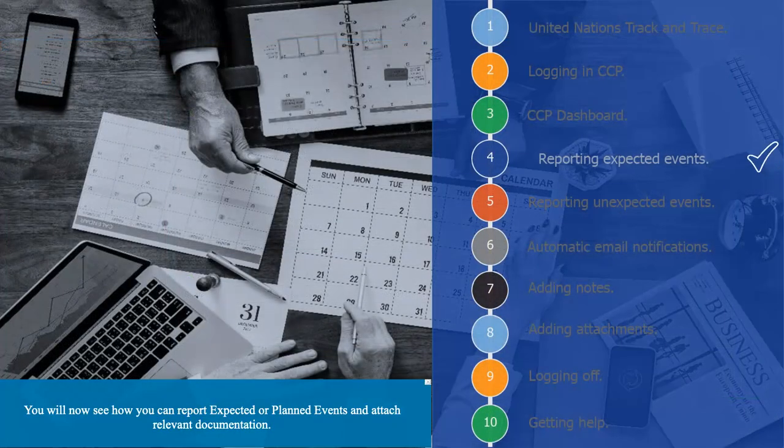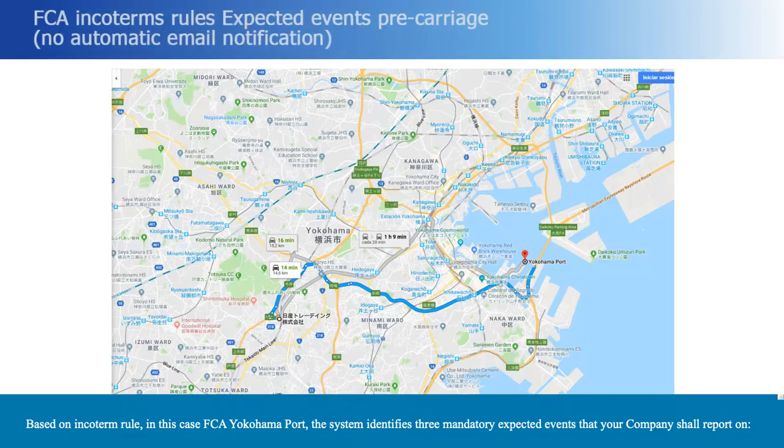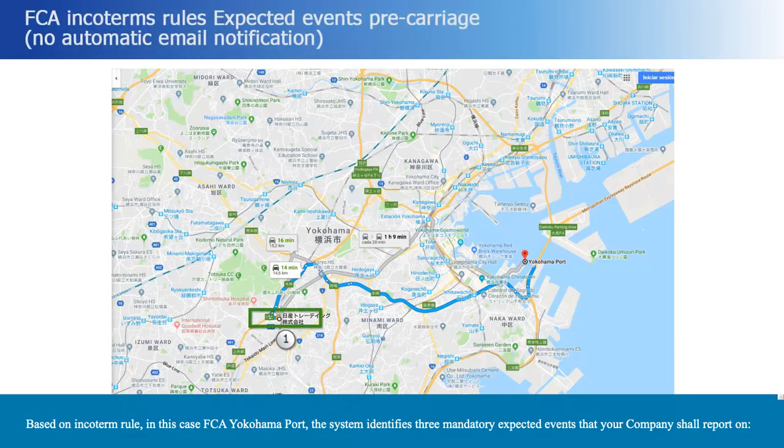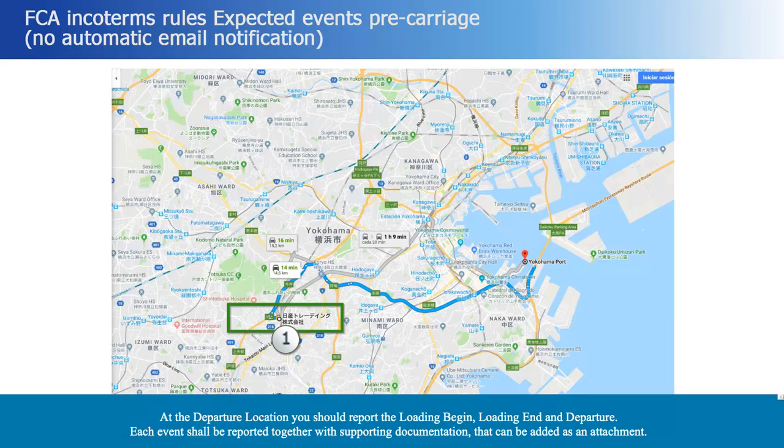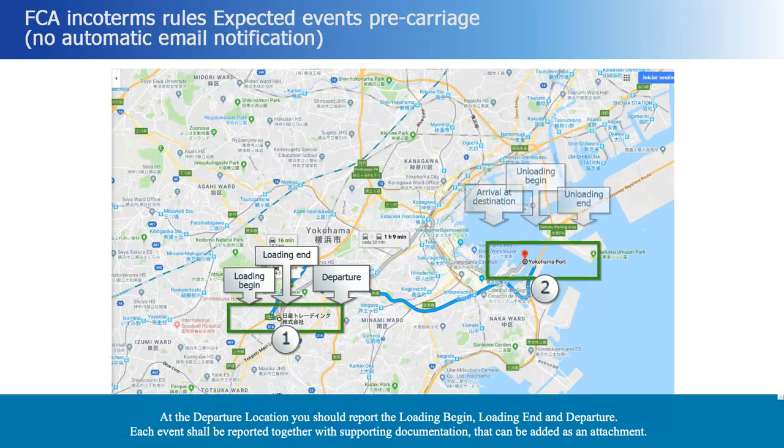You will now see how you can report expected or planned events and attach relevant documentation. Based on Incoterm rule, in this case FCA Yokohama Port, the system identifies 3 mandatory expected events that your company shall report on. At the departure location you should report the loading begin, loading end and departure. Each event shall be reported together with supporting documentation, that can be added as an attachment.